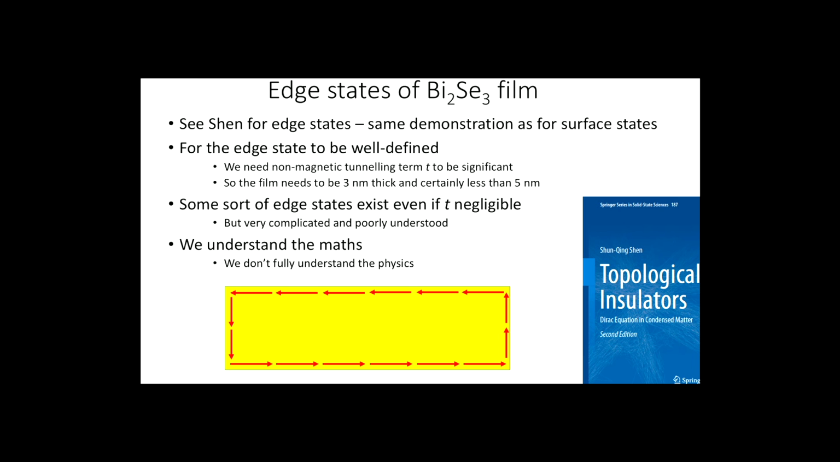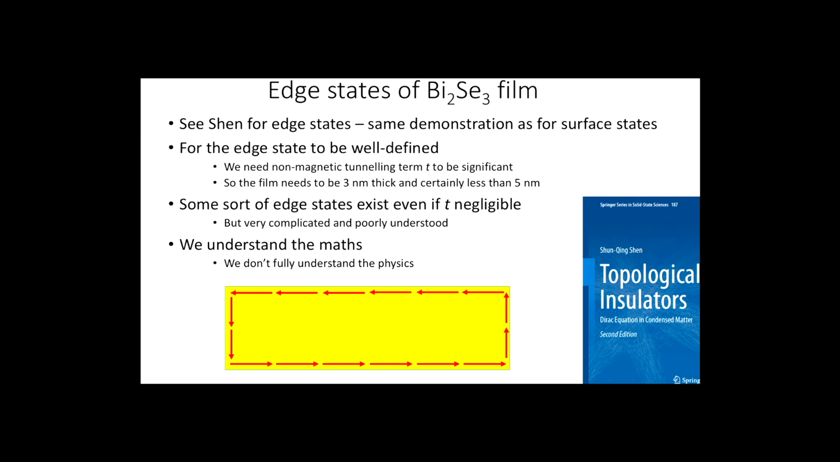However, for the edge states to be well defined, right, we need the tunneling to be very strong. So we need the film to be very thin. We need it to be generally much smaller than 5 nanometers, so around 3 nanometers or less. Why do we need this? This is common sense, right? What is the main thing that you need to have in order to have an edge state? Sorry? Yes, to have an edge state, you need to have an edge, right? And if your system is like this, that doesn't have an edge.